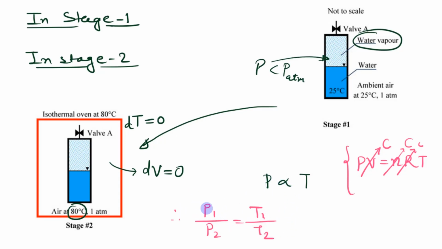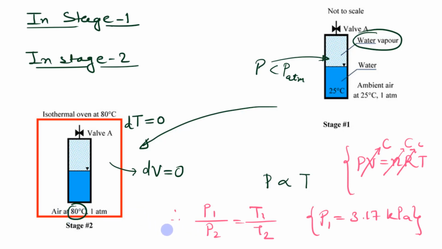So P1 here is the saturated vapor pressure of the mixture at 25 degrees Celsius and its value will be P1 equal to 3.17 kilopascal. It's a standard value. From the chart we can find this value. Here the value of P2 we don't know, and P2 here is the pressure of the mixture at 80 degrees Celsius, right? Because the oven temperature is 80 degrees Celsius. We don't know the pressure value here.